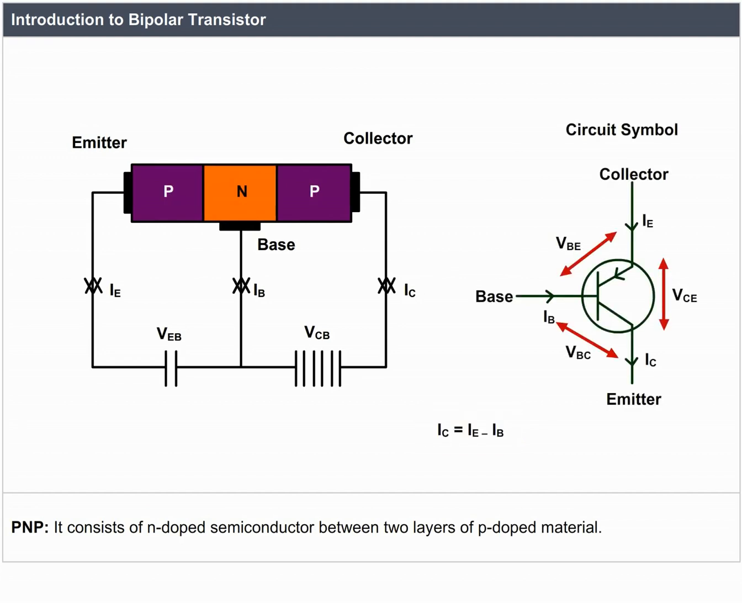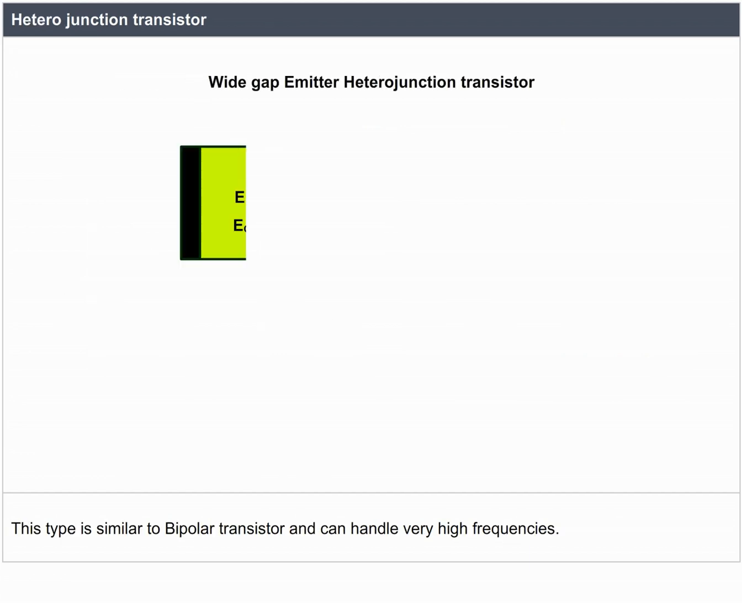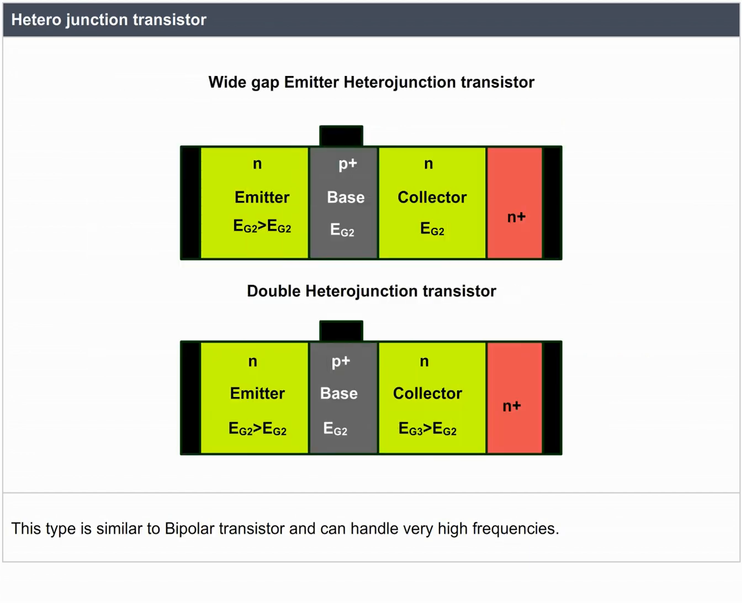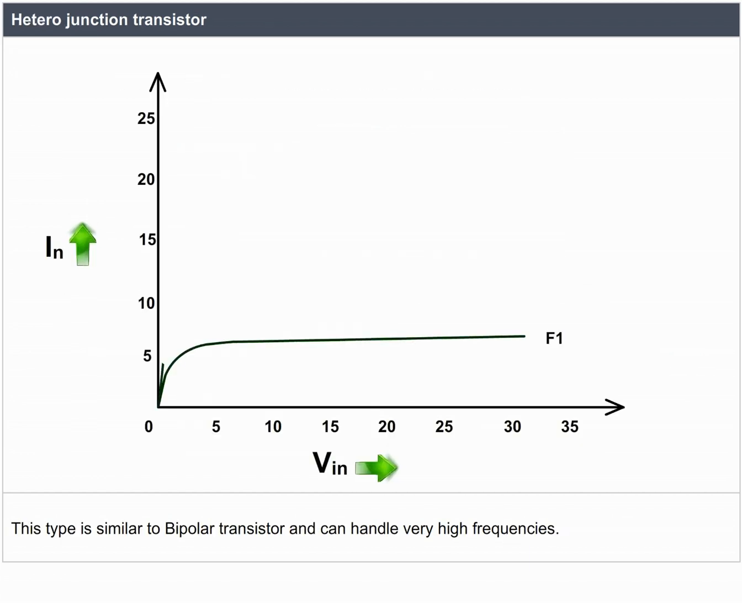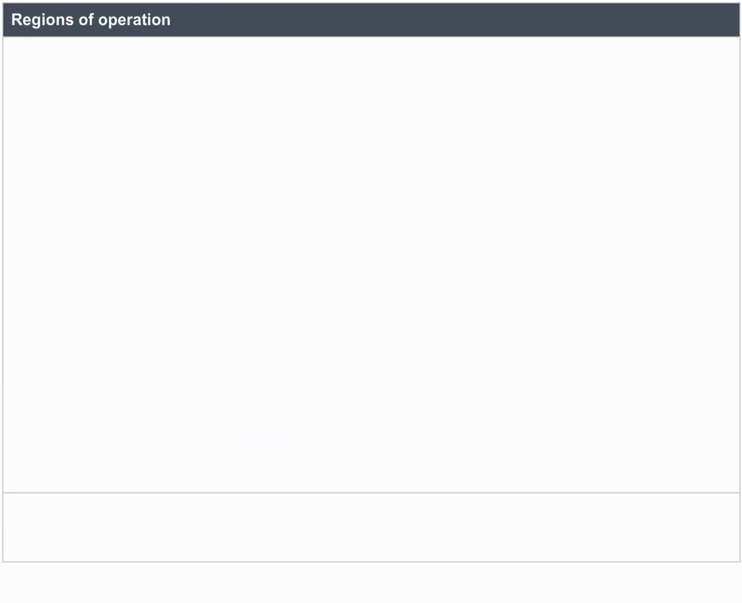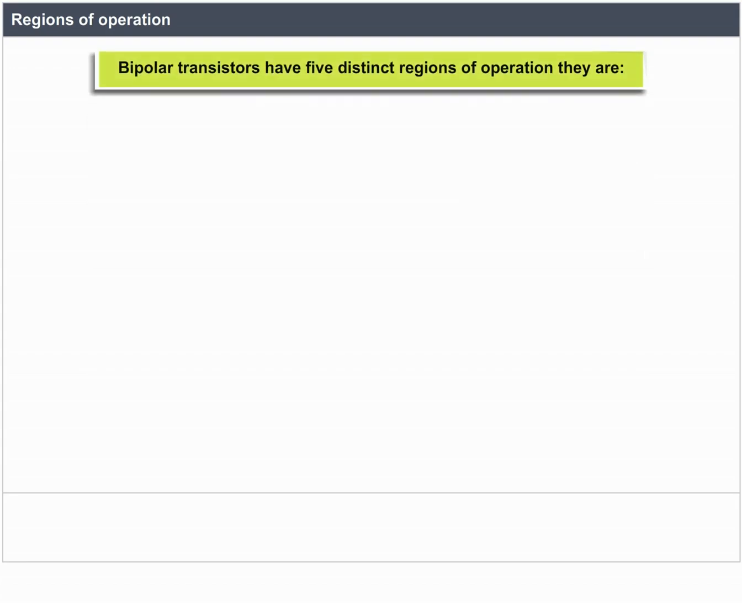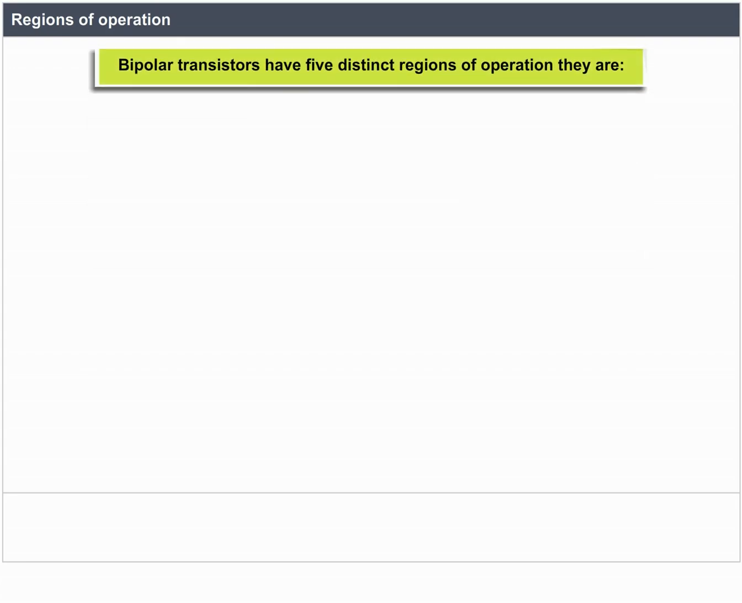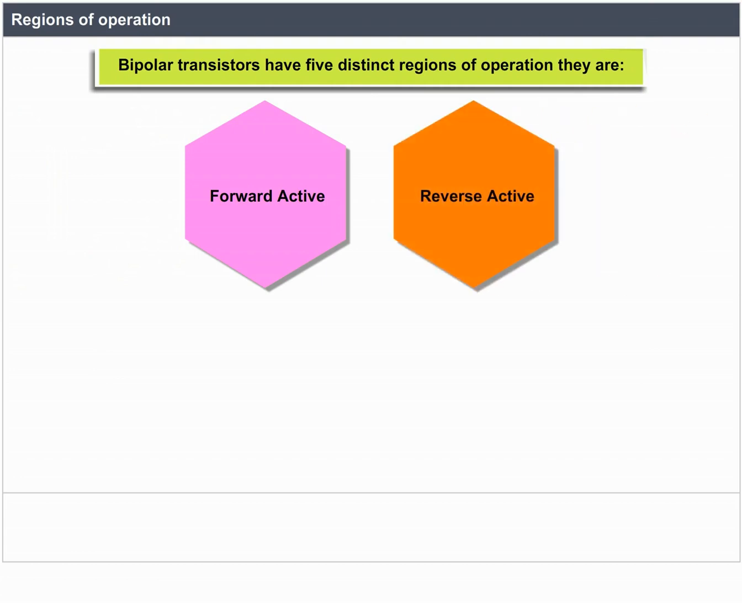Heterojunction transistor. This type is similar to bipolar transistor and can handle very high frequencies. Regions of operation. Bipolar transistors have 5 distinct regions of operation. They are forward active, reverse active, saturation, cutoff, avalanche breakdown.